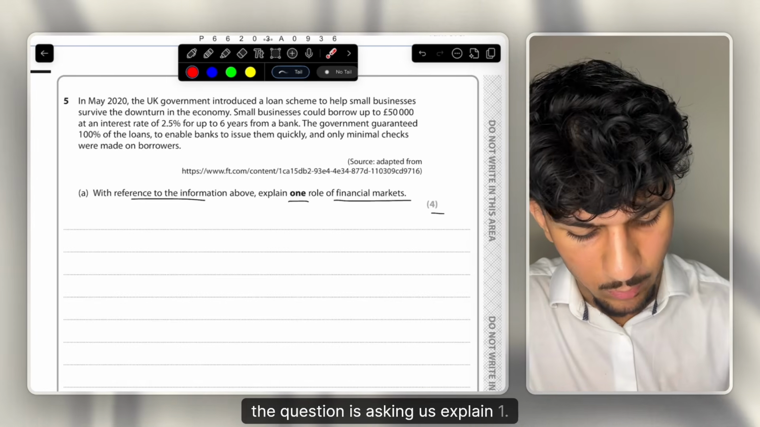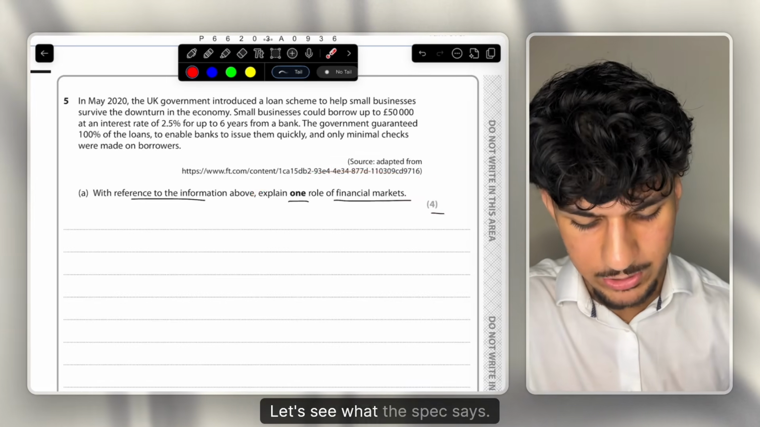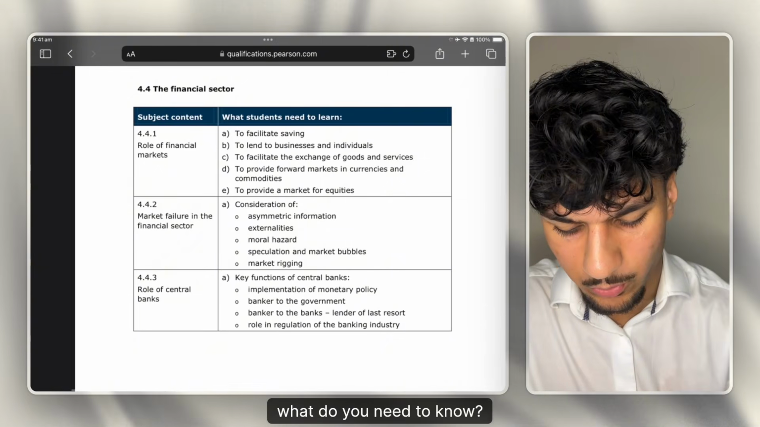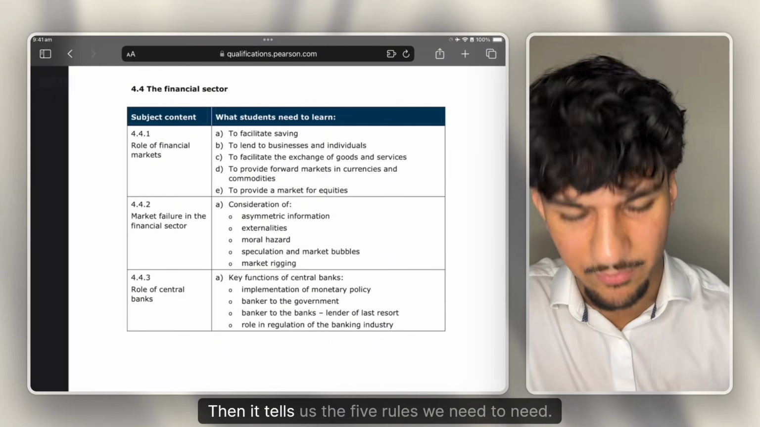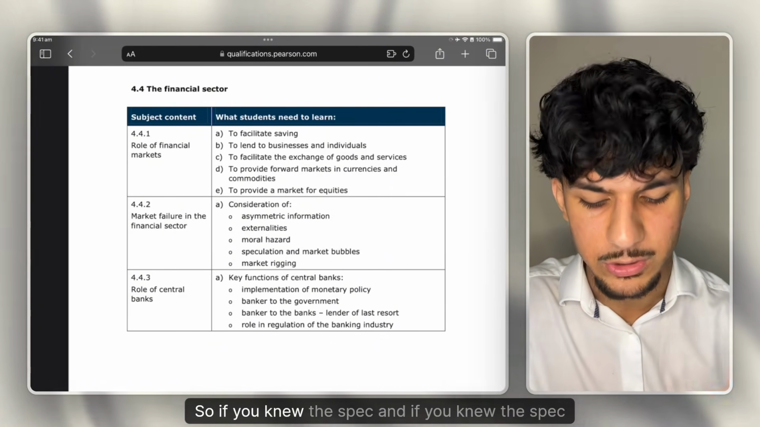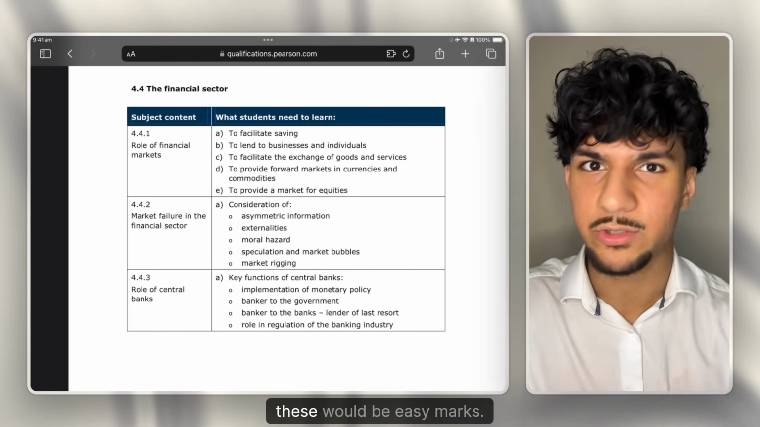The question is asking us, explain one role of financial markets, 4 marks. Let's see what the spec says. The spec says, what do you need to know? We need to know the role of financial markets. Then it tells us the 5 roles we need. So if you knew the spec points, these would be easy marks.